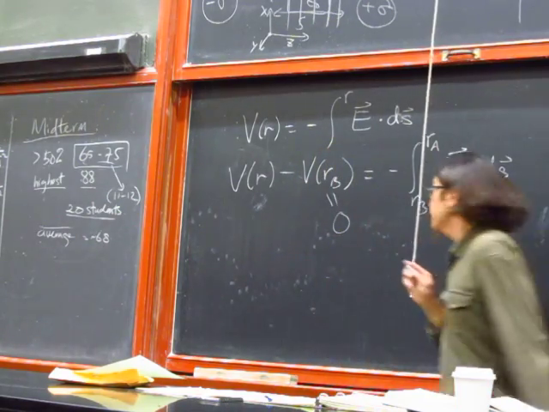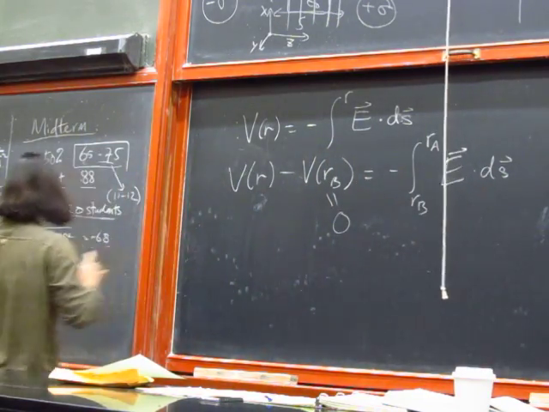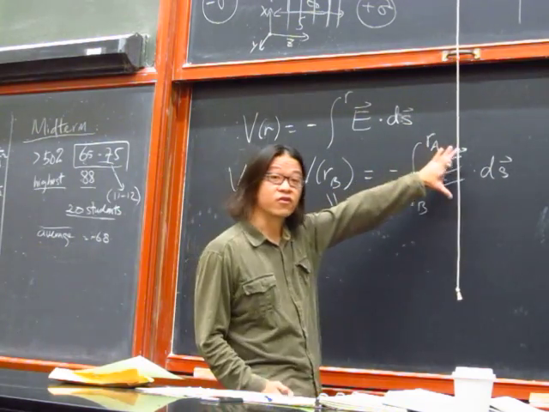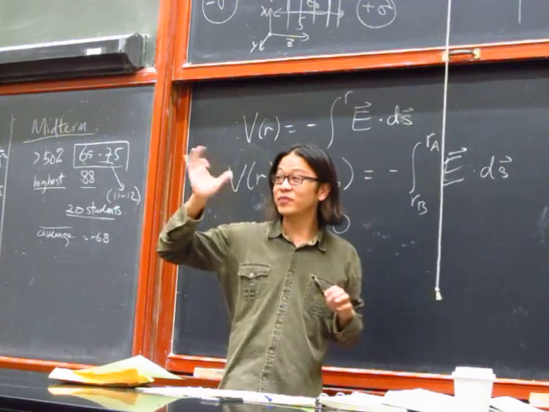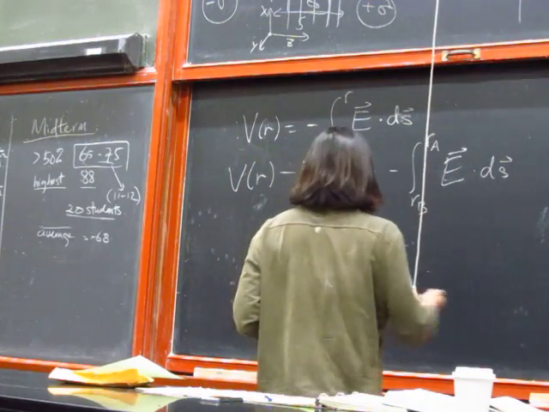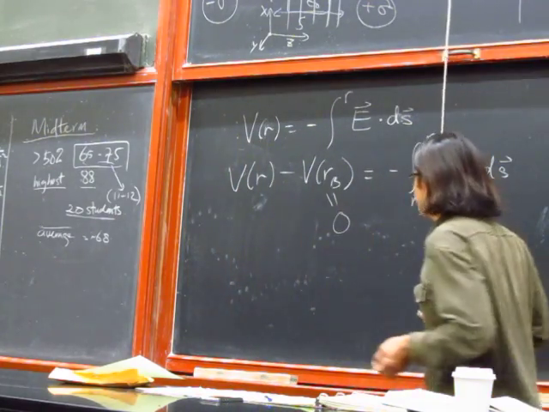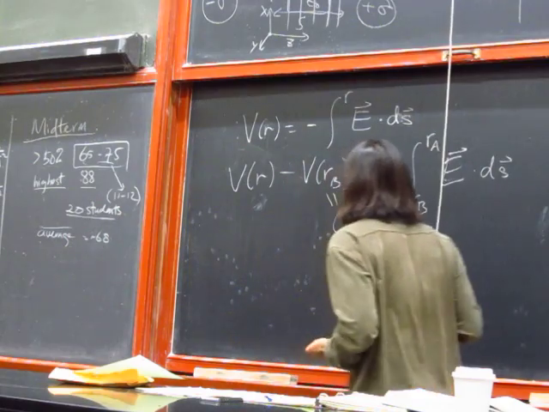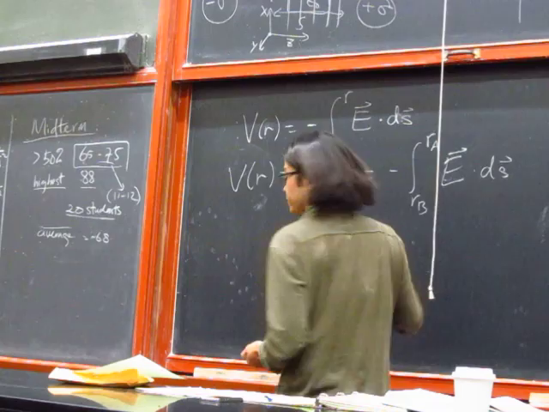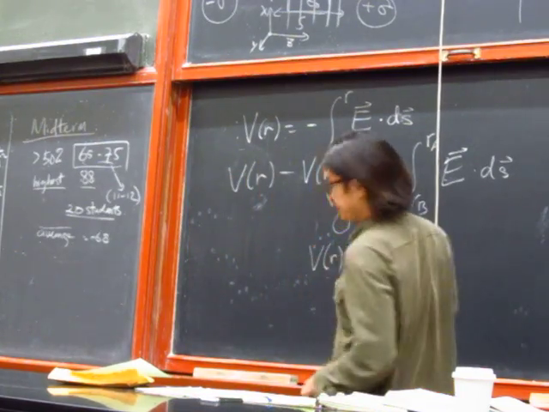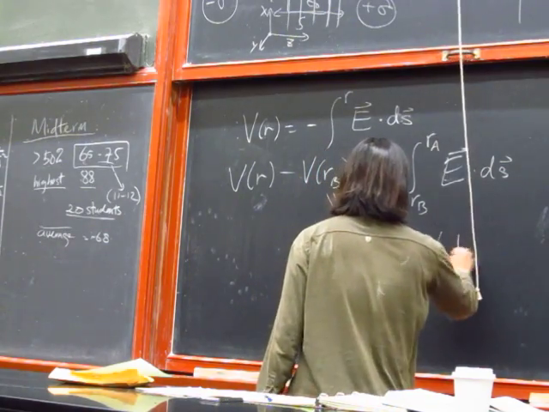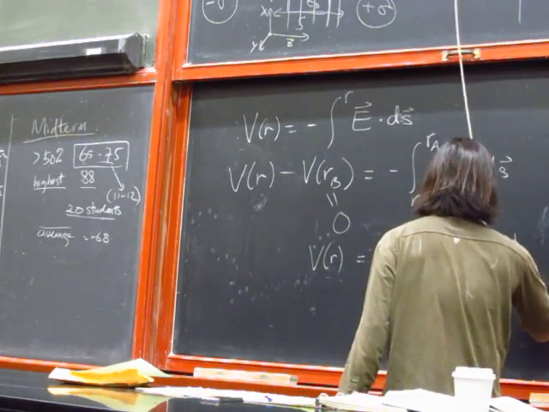When you actually substitute this electric field into this integral, if you do it correctly, making sure that you don't make a sign mistake, at the end of the day, you just look at the result and make sure that it makes sense. Sign mistakes are usually easy to catch. You find that V of R is going to be equal to Q over 4 pi epsilon naught, times 1 over R minus 1 over RB.